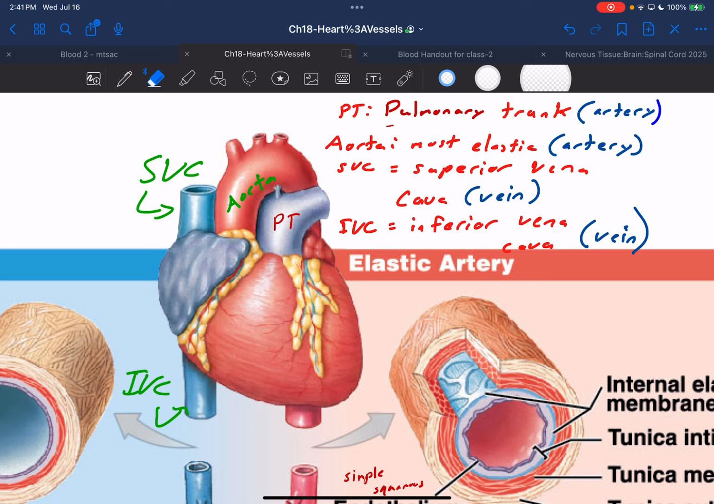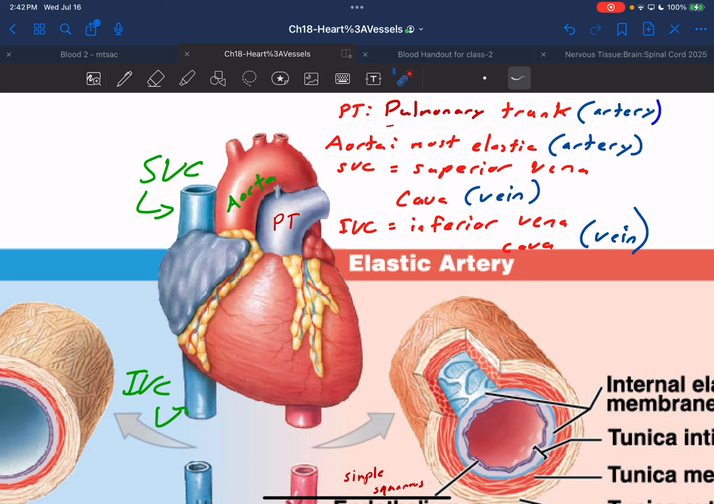When you see that word pulmonary, it will always be a reference to the lungs. And so our rule flip-flops. Remember that we said that arteries are red, veins are blue, except if they're dealing with the lungs. And so that pulmonary trunk there is technically an artery. I wrote it there in parentheses. It's an artery, but it's painted blue.